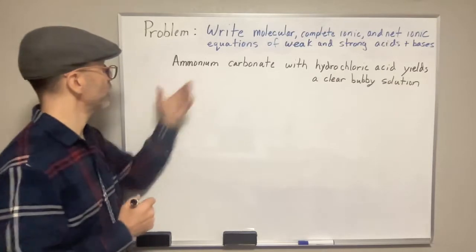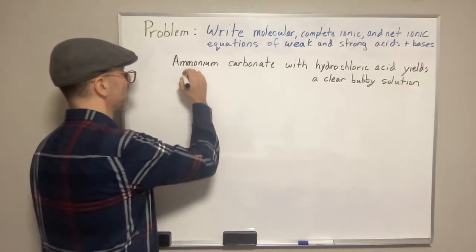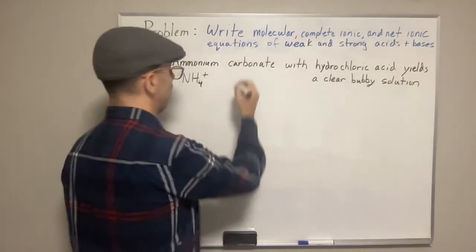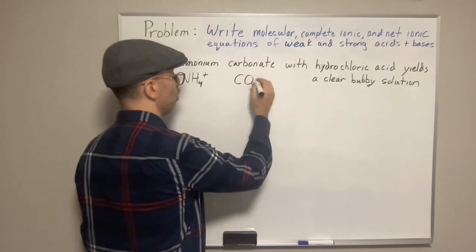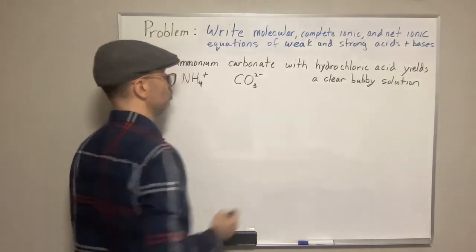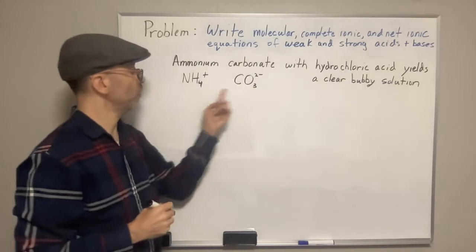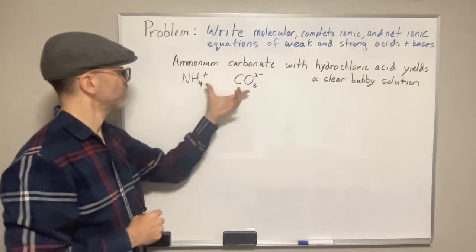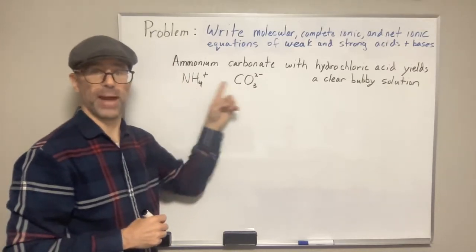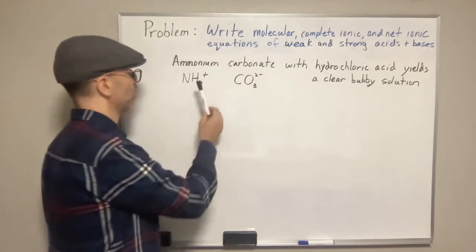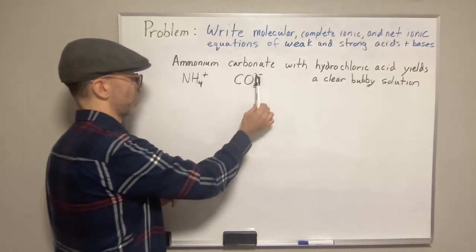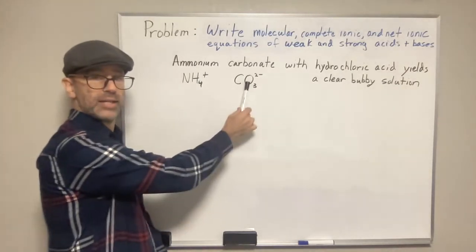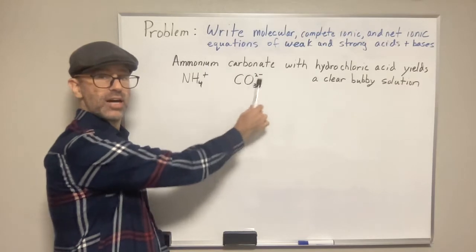Okay, so here is ammonium. Ammonium is NH4 plus, and carbonate is CO3 2 minus. So these are the polyatomic ions. So now in order to create the formula, we just need to make sure we're balancing the charge. So here we have the plus charge and the 2 minus charge. So that means we need 2 ammonium ions to balance the charge on the carbonate ion.